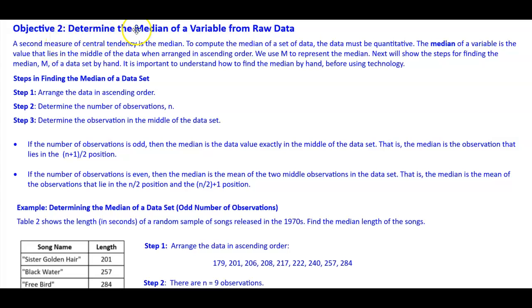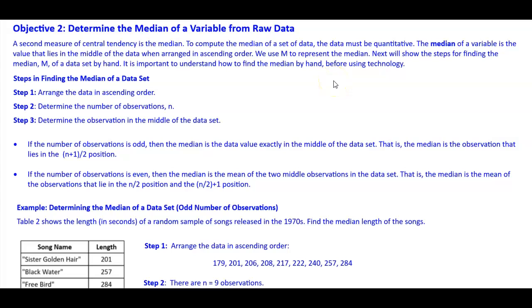Objective 2. Determine the median of a variable from raw data. A second measure of central tendency is the median. To compute the median of a set of data, the data must be quantitative. The median of a variable is the value that lies in the middle of the data when arranged in ascending order. We use capital letter M to represent the median.